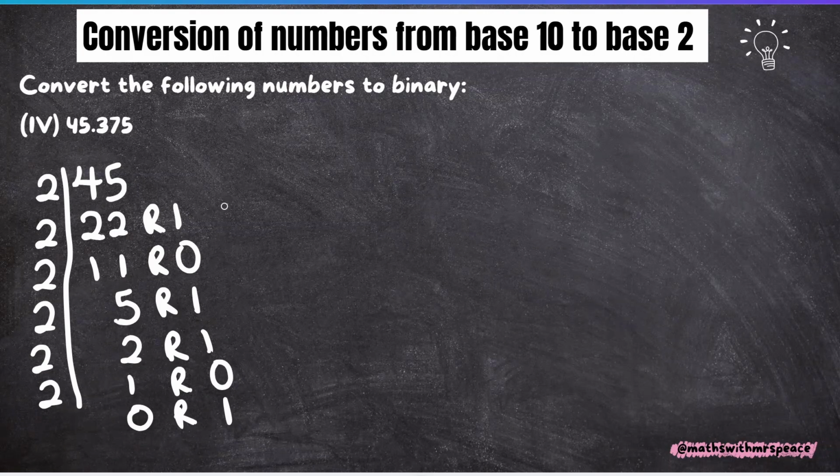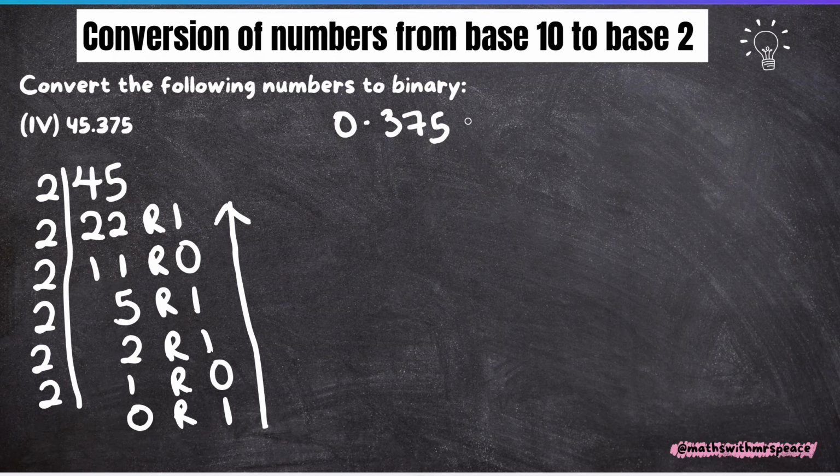And you know that at this point we can stop. I'm going to draw this line here to indicate that we take our answers in this direction, from down to up. So now let's go ahead and handle the fractional part. For this number, our fractional part is 0.375. And remember, what we're going to be doing is performing repeated multiplication by 2.